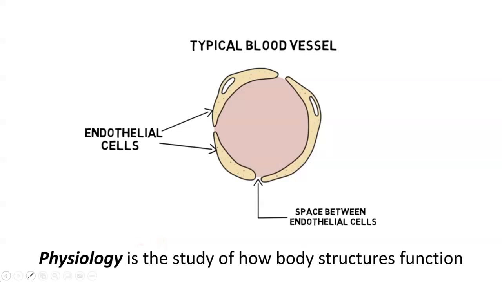Physiology is then the study of how body structures function. So if you were to describe the physiology of the blood vessel on the slide, you could say that blood flows within the lumen or the hollow of the blood vessel, that various substances, nutrients and waste products will diffuse in and out of that blood vessel, and that they move through the small spaces between those endothelial cells. So anatomy is what something looks like, whereas physiology is how something works.